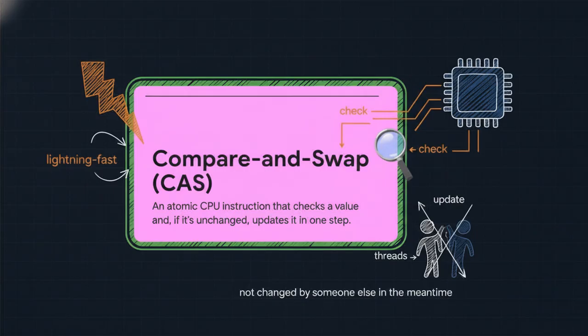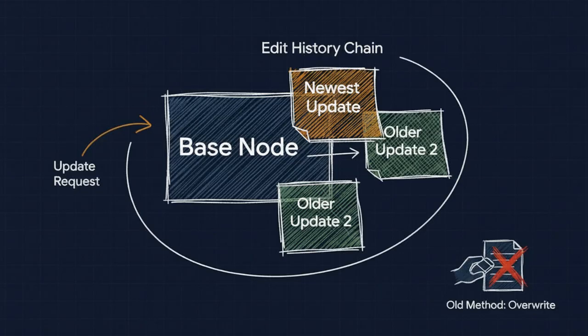It lets the system check a value in memory, and if and only if it hasn't changed, update it in one single uninterruptible step. It's like a surgeon making one precise move, and it's all over in an instant. So with CAS in its toolkit, the Bw-tree does something brilliant. It never overwrites old data. Instead, when a new update comes in, it just creates a little delta record for that change and slaps it on the front of an edit history chain.